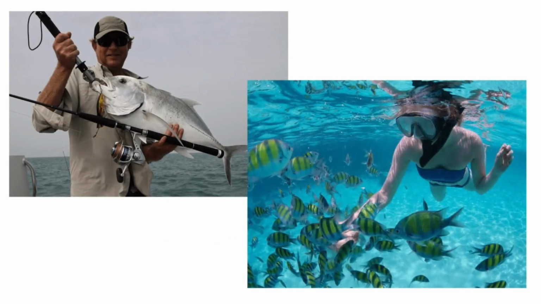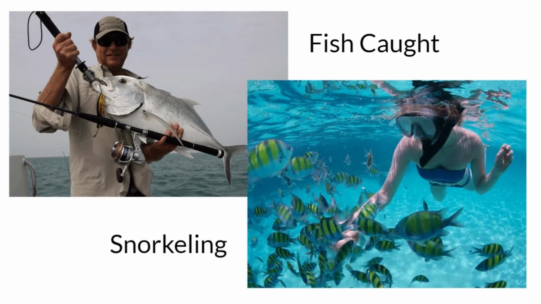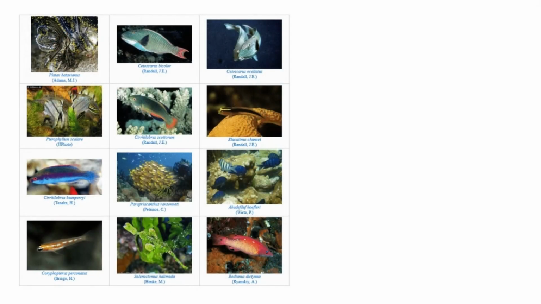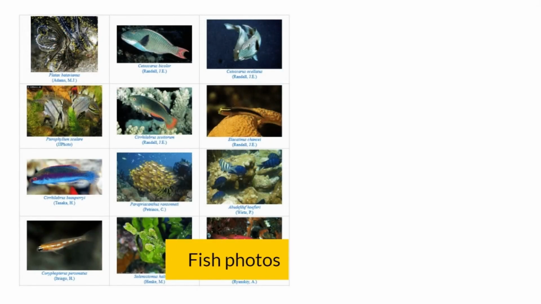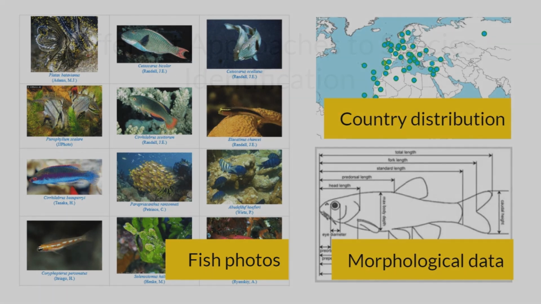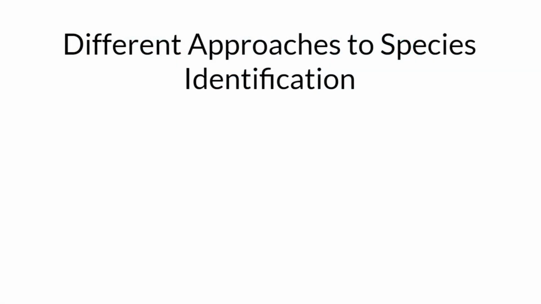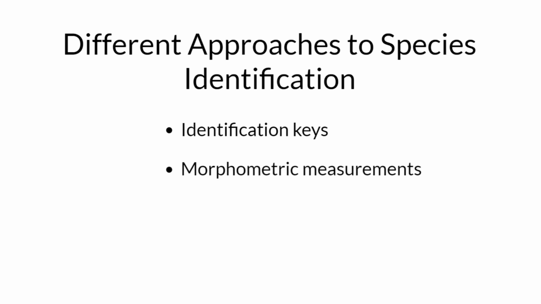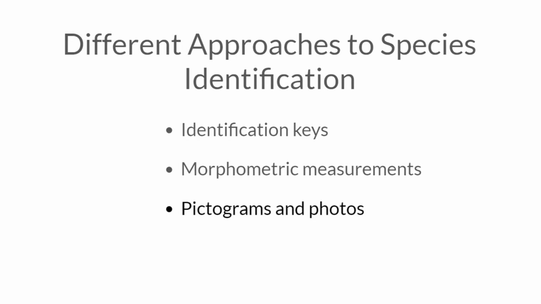There are a number of identification tools in FishBase that anyone can use to identify fishes they have caught on fishing trips or seen while snorkeling. These tools make use of the huge number of fish photos compiled in FishBase, along with species distribution and morphological data. To identify a species, you can choose from among 3 identification tools. These 3 tools use different approaches to identification. One uses identification keys, another uses morphometric measurements, and a third tool uses pictograms and photos.